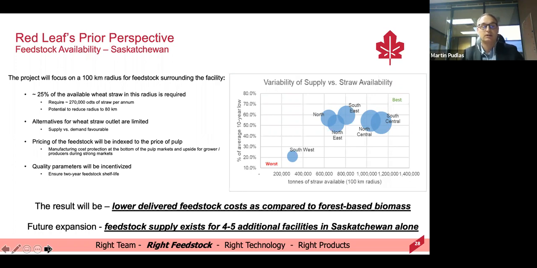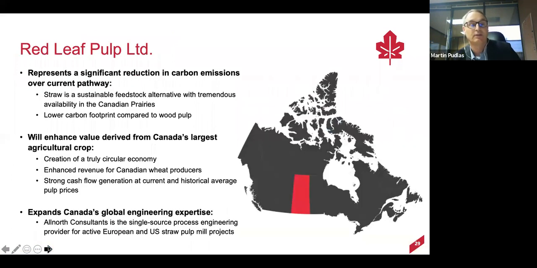To summarize on the next slide, we believe that Canada has a tremendous opportunity to create value from cereal grain straw while meeting climate objectives, and that this pathway will create a circular economy, promote domestic manufacturing, and expand Canada's expertise in the green economy. With that, Jordan, I'll turn it back to you.